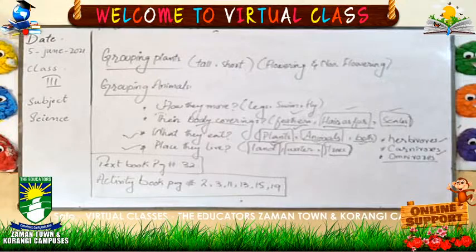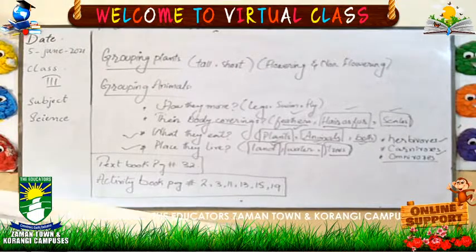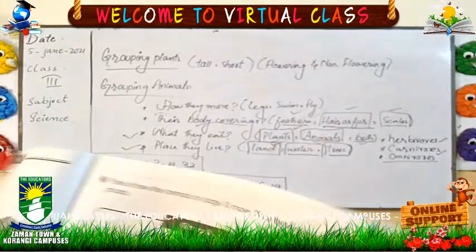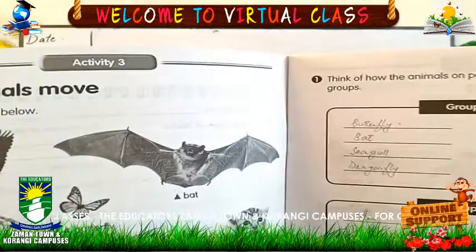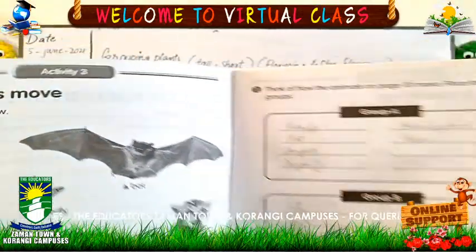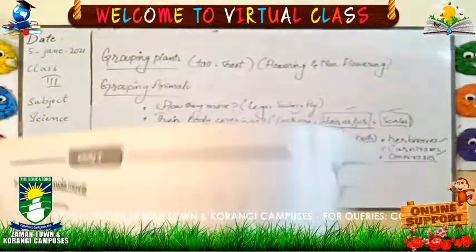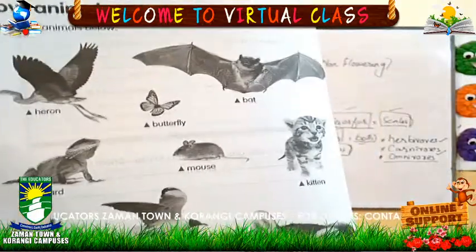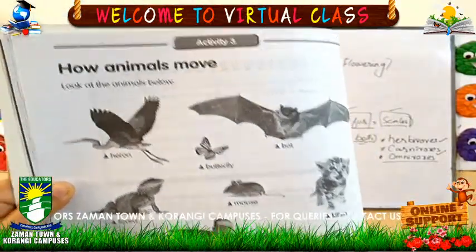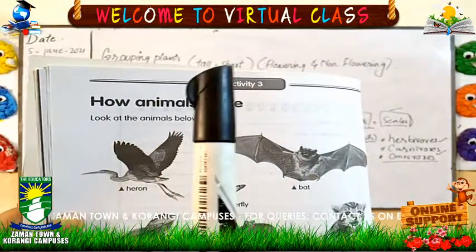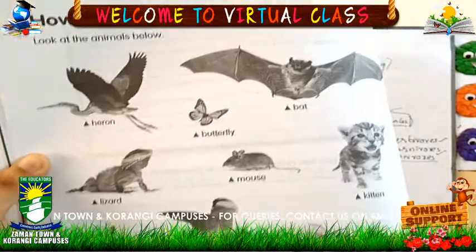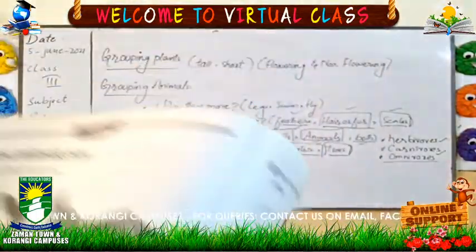Now page number 11. Activity number 3. What do you have to do? We have to study how animals move. So there is a list of animals, you can just go through it. Look at these animals below. These are the list of animals.